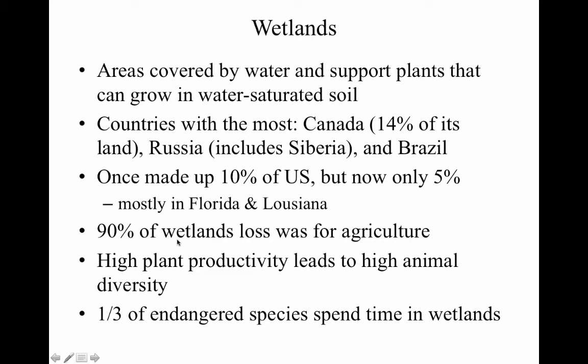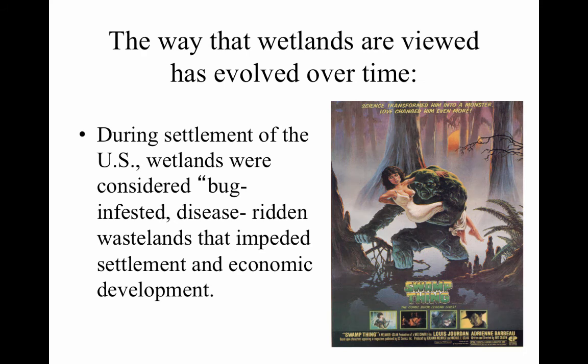90% of the wetlands that were converted or eliminated are now gone for the purpose of turning them into agriculture. And again, with wetlands, you have a high biodiversity, the highest of any ecosystem, and the high plant productivity does lead to high animal diversity. And of all the endangered species that have been identified, 1/3 of them actually spend some time, at least, in the wetlands.